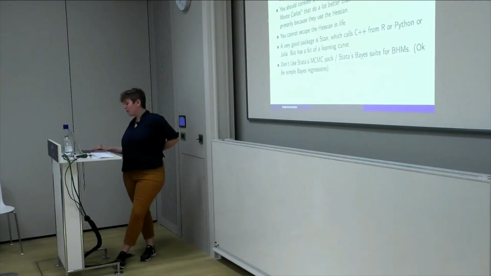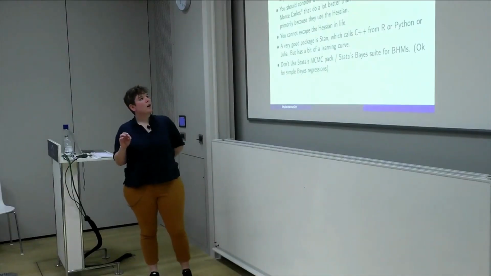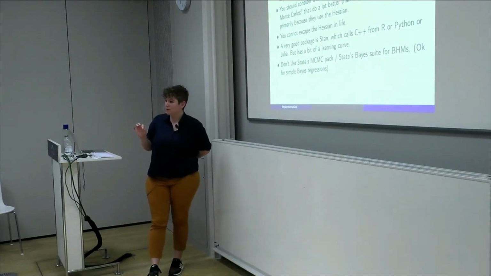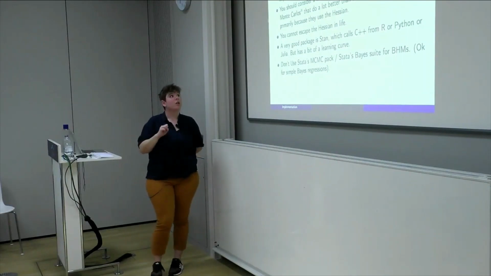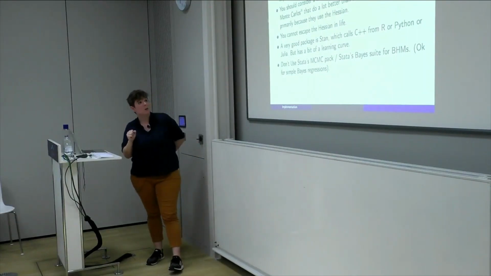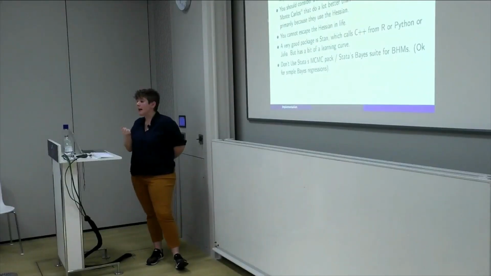So I want to give a little bit of a caution. You used to get taught to do Metropolis-Hastings algorithms or Gibbs samplers. Those are going to struggle on hierarchical models because of the strong correlations between the parameters. They're going to start wandering around the space, and it's going to take a very long time to converge. They're super inefficient. So what you want to use is Hamiltonian Monte Carlo, which does a lot better on these problems, though not on all problems, primarily because it uses the Hessian information. A very good package to use is Stan.